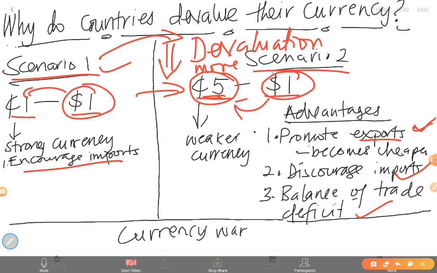There are other consequences of this particular act, whereby other countries will also want to devalue their currency because one country has devalued its currency. So I hope you've been able to understand currency devaluation and how it promotes export and corrects a country's balance of trade deficit. Thank you.